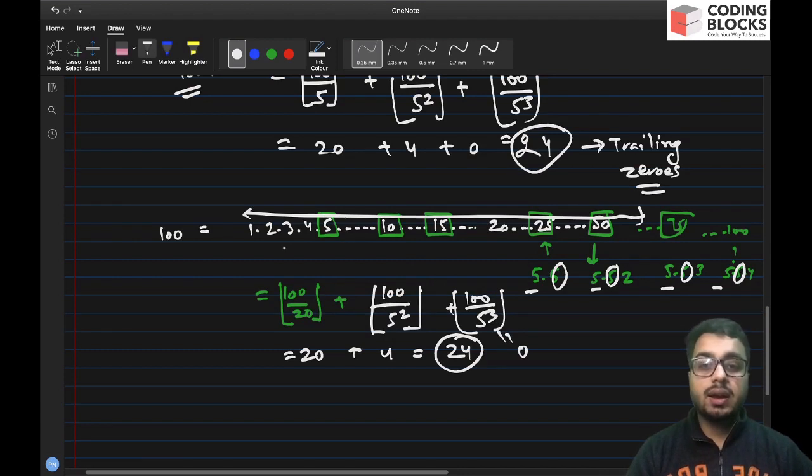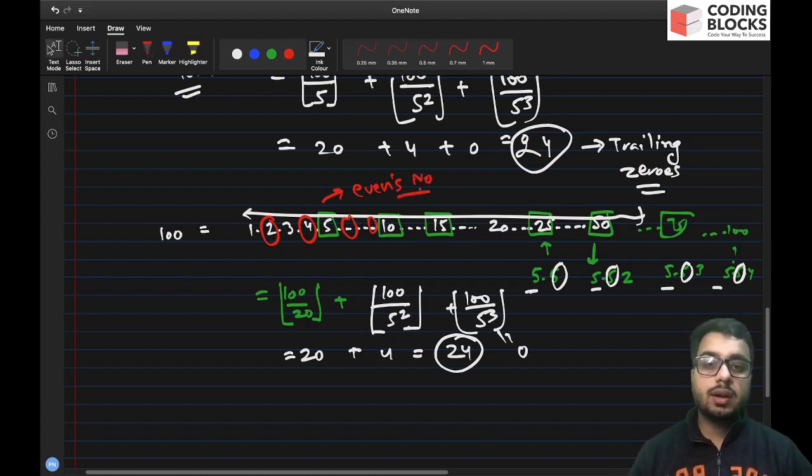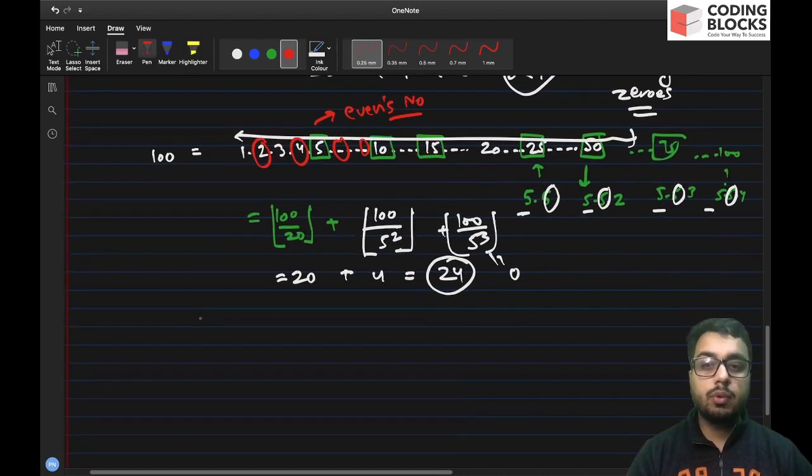Okay, and if we talk about powers of 2, powers of 2 will be definitely more than powers of 5, because you can extract a 2 from here, you can extract a 2 from here, and you know every second number is an even number. Okay, so there are a lot of even numbers as compared to numbers which are containing 5 as a factor. So powers of 2 are more than powers of 5.